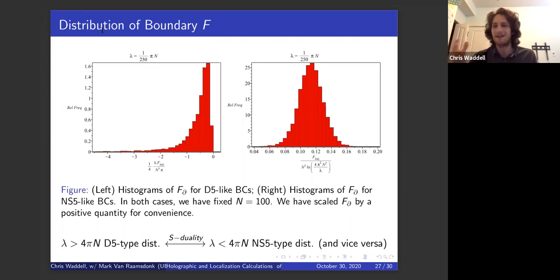And then basically the idea is that if we take the 't Hooft coupling larger than the self-dual value, then the boundary F for a D5-like case where the 't Hooft coupling was larger can be mapped via S-duality to an NS5-like case where the 't Hooft coupling is smaller, and vice versa. So the takeaway here is that while I've plotted boundary F for some small value of the 't Hooft coupling, we would imagine that if I increased the 't Hooft coupling above the self-dual value, these pictures would essentially be swapped. So the D5-like case would start to look like the one on the right, and the NS5-like case would start to look like the one on the left.